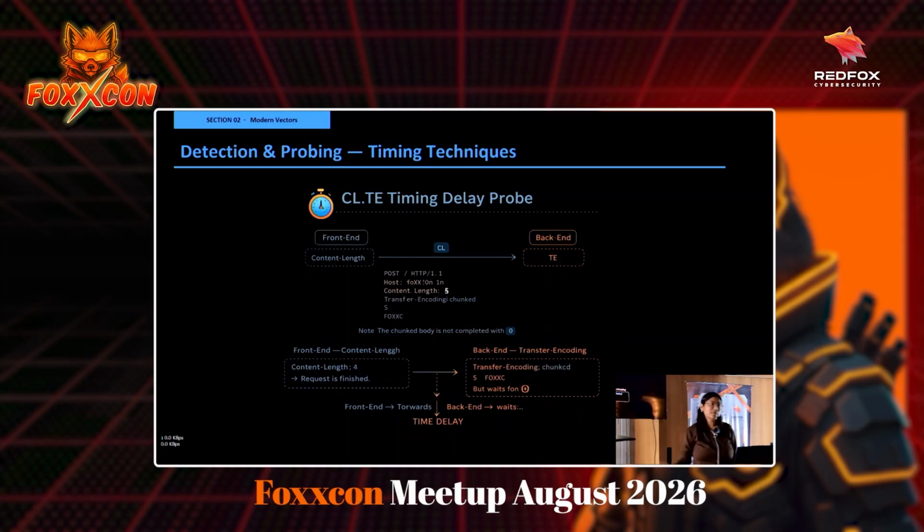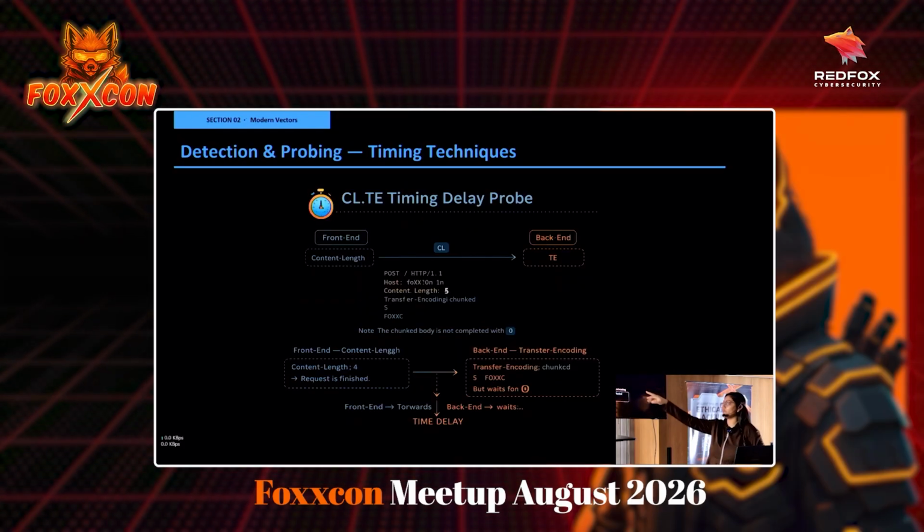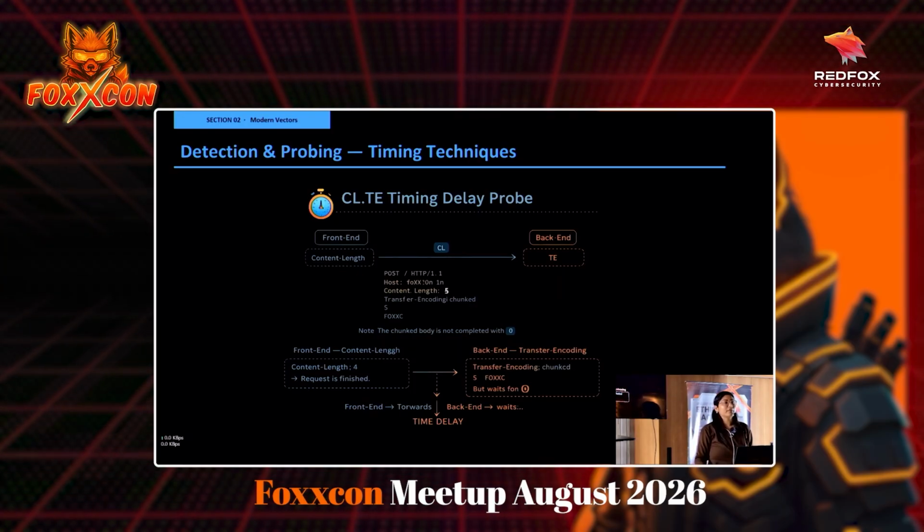So here, after this we don't have any 0. So the backend server is waiting for 0 because it is working on the transfer encoding mechanism, right? In every request, see, we have 0 at the end. This is how the server understands, okay, this is the end of the body data. But in this case, we don't have 0. Server is waiting for 0, waiting for 0, waiting for 0. By default, this is the delay. Okay, so this is the CL.TE delay probe.